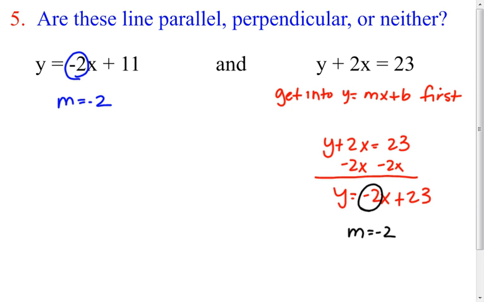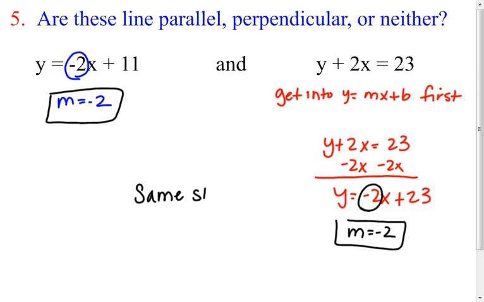And since these slopes are the same, right here, m equals negative 2 and m equals negative 2, they are parallel. So I'm going to write this: same slopes, so they are parallel.